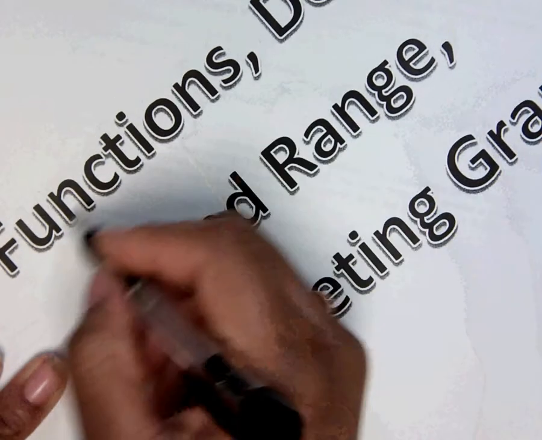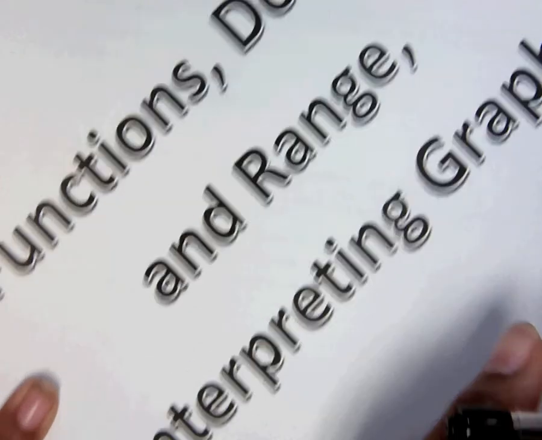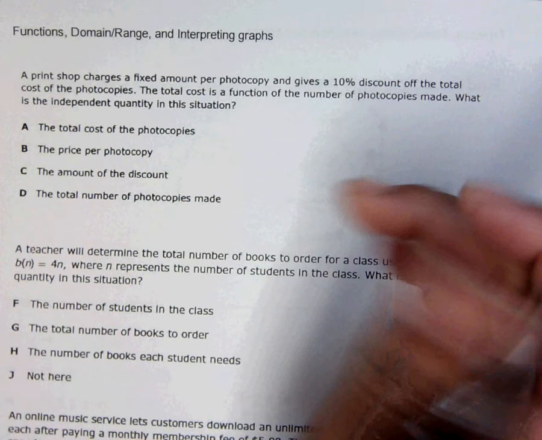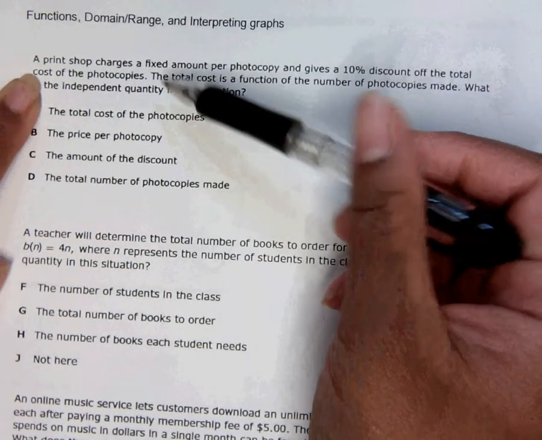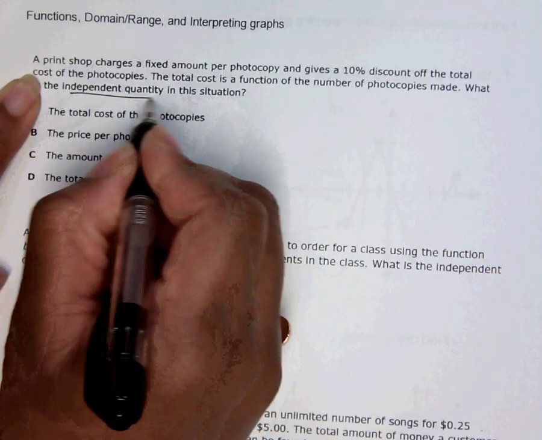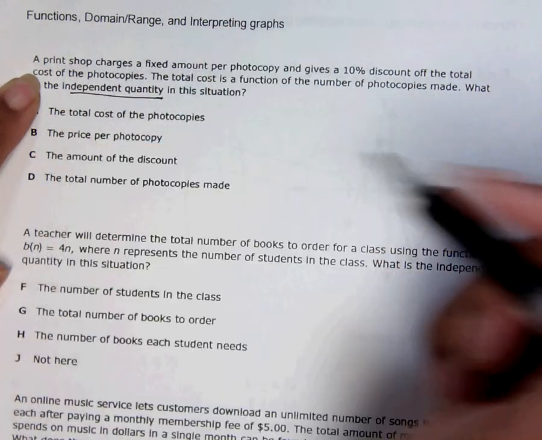Okay, we're talking about functions, domain, and range, and then interpreting graphs. So this is where we are in our bootcamp packet. Coming to the next page, I want to figure out what the independent quantity is going to be for this first question.